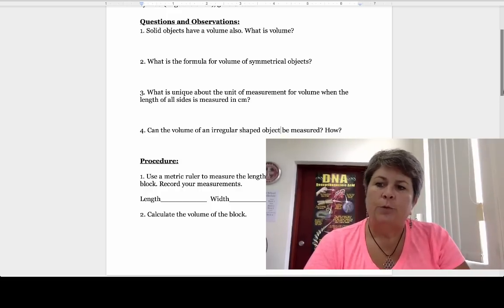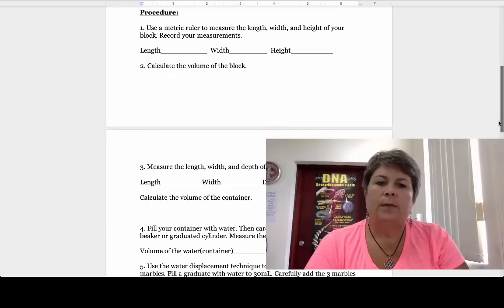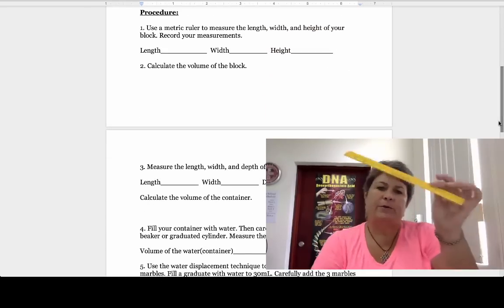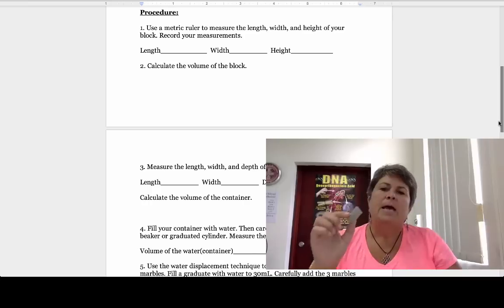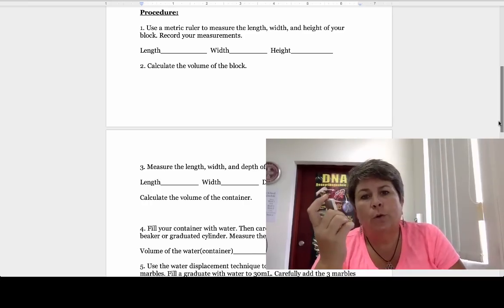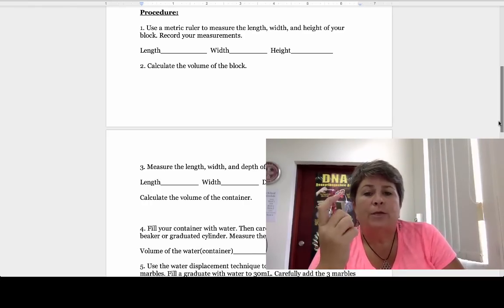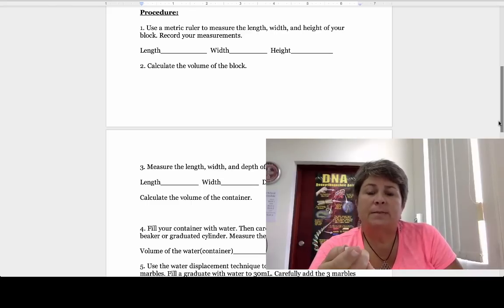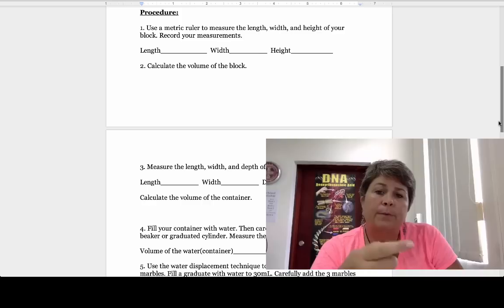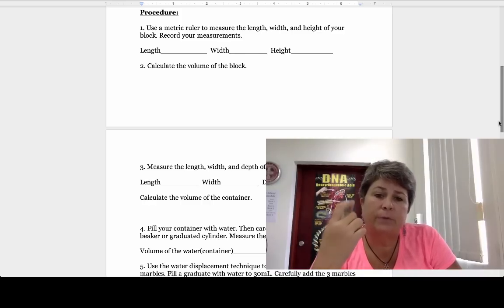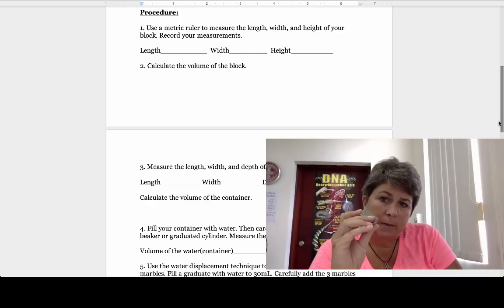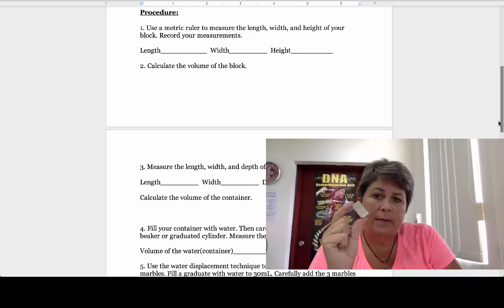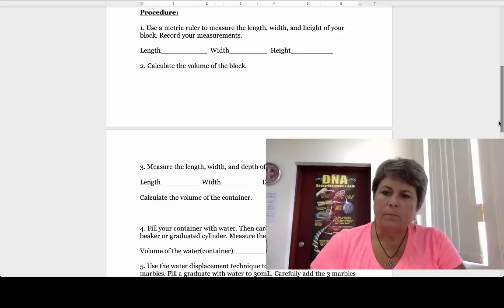Okay, and then your procedure, I want to run through it really quickly. You're going to use the metric ruler to measure the length, width, and height of your block. And you always in science want to record any data or observations that you gather. So make sure that you copy this lab report and put it into your science assignment folder. All right, and then you're going to calculate the volume of the block, and again we're going to use that formula that I spoke about earlier.